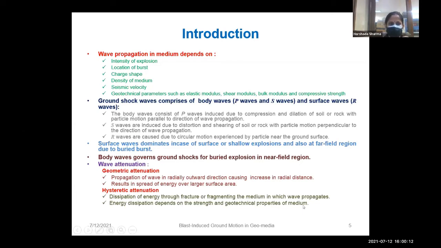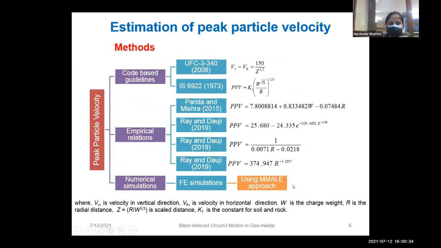Whereas the geometric attenuation is dependent upon the propagation of the wave and the radial distance between the explosive and the structure. Radial distance is the distance between the explosion center and the location where these output parameters are to be measured. There are various ways by which we can find out the output parameters. Here we are considering only peak particle velocity.